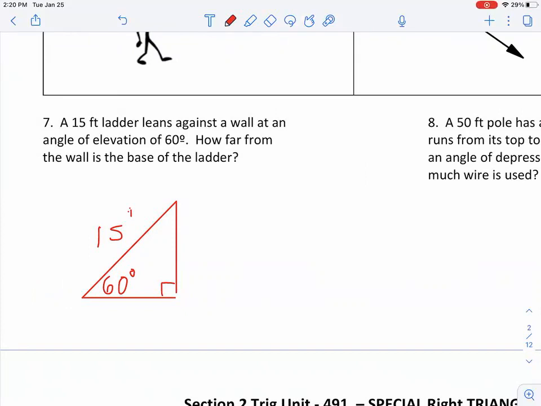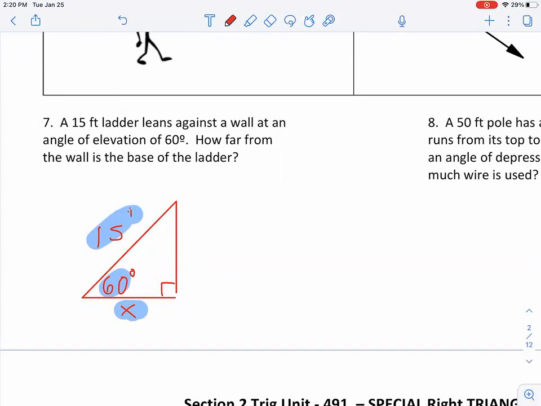So again, a 15-foot ladder leans against the wall at an angle of elevation of 60. How far from the wall is the base of the ladder? Well, here's the wall, here's the base of the ladder, so we're trying to find x. Setting up the triangle correctly is huge. If not, it doesn't matter what we do from here. But now that I have it set up, here's my angle. This is adjacent, and 15 is the hypotenuse.